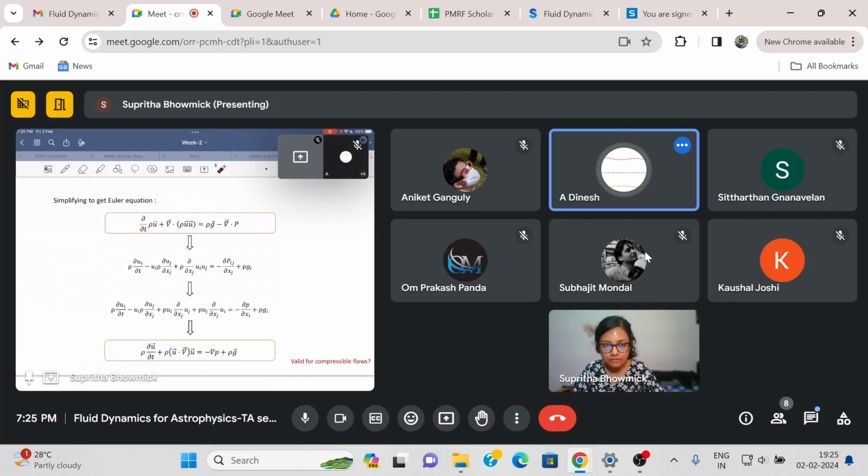Yes, it should be, no? That's right. Where have we assumed the condition for compressibility? Nowhere. So this should be valid for compressible flows.